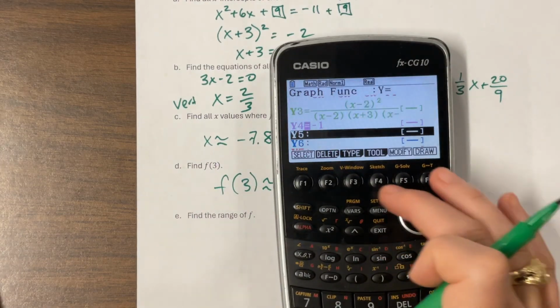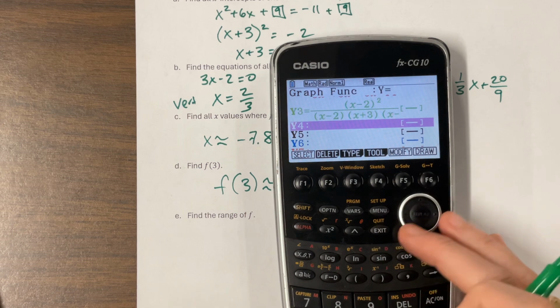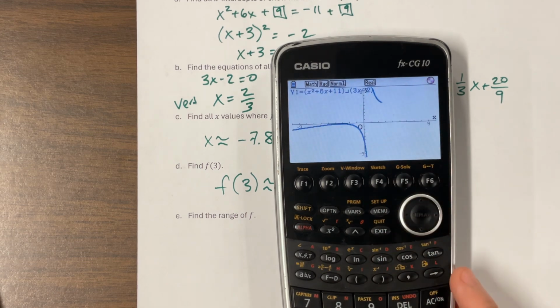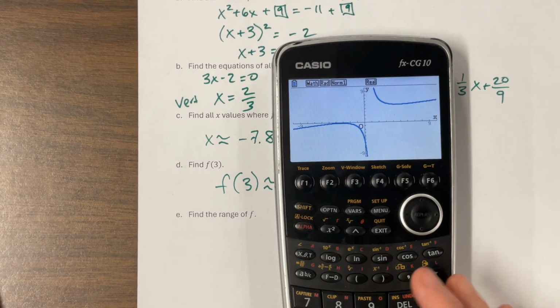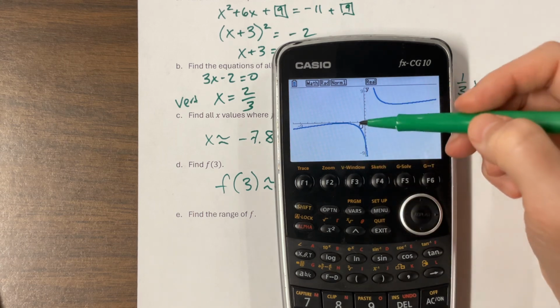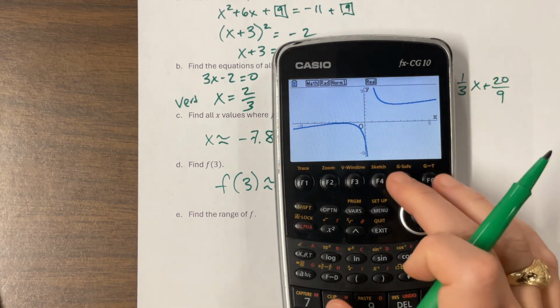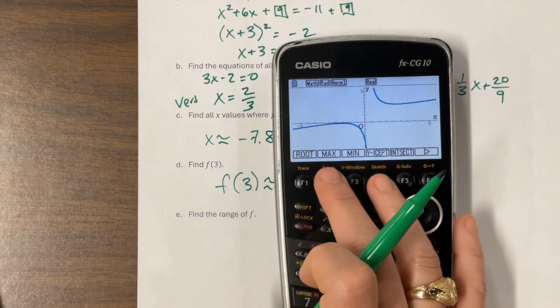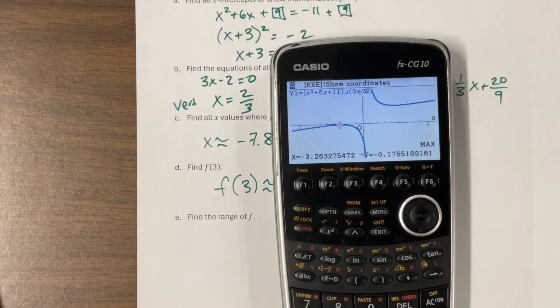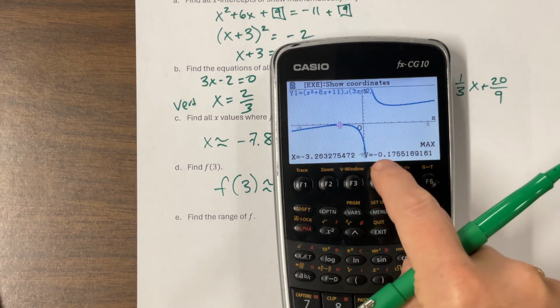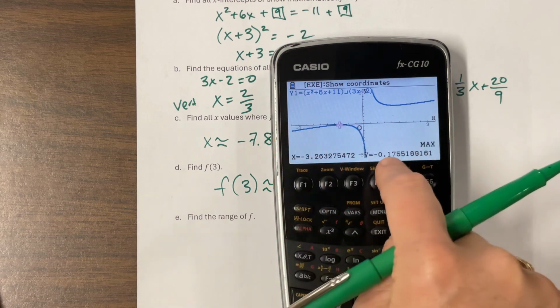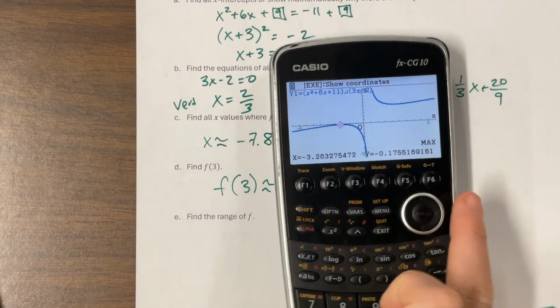Okay, then I said find the range. I can get rid of this. I don't need that anymore. Or I could just turn it off, but it's gone. So what I'm going to do to find the range, notice there's this big gap between here and here. I can do G-solve max. And it finds this is the largest Y value in this area. And so I think this is right.